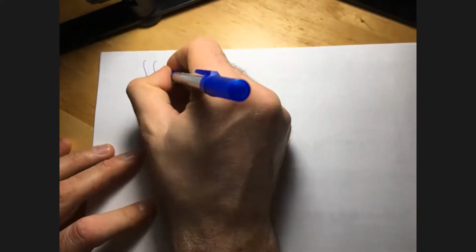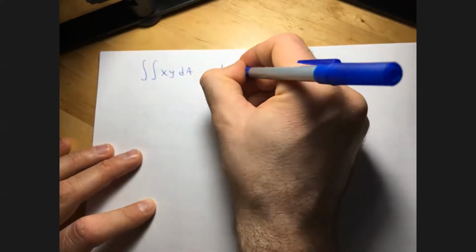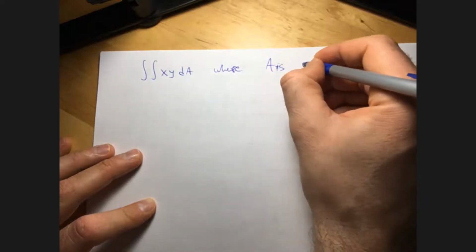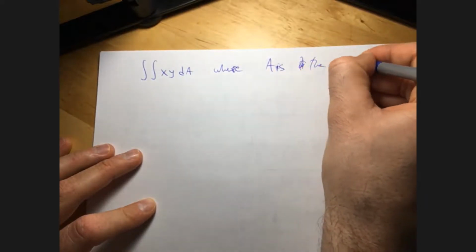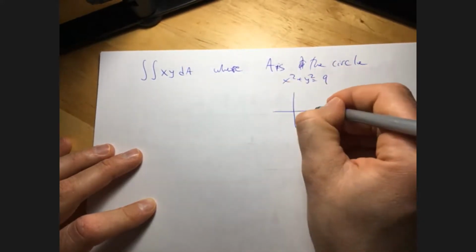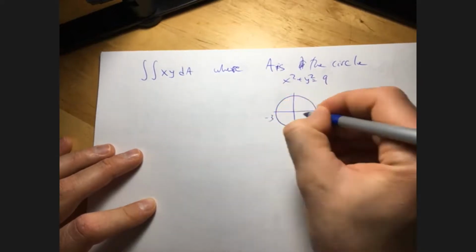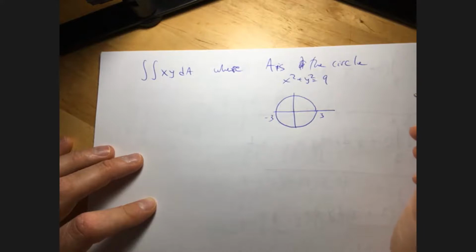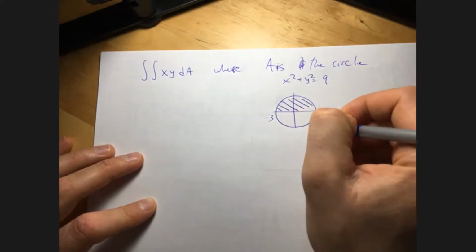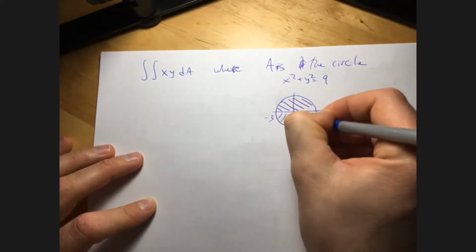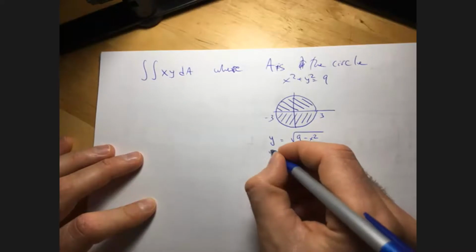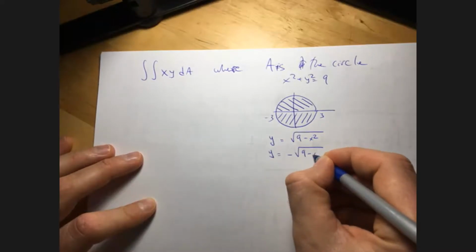Let's say that you have the integral of xy dA where A is the circle x squared plus y squared is equal to 9. Okay, so it's a circle with radius 3, right? This is nothing else but this semicircle plus this semicircle. So y is equal to the square root of 9 minus x squared, and y is equal to negative square root of 9 minus x squared.